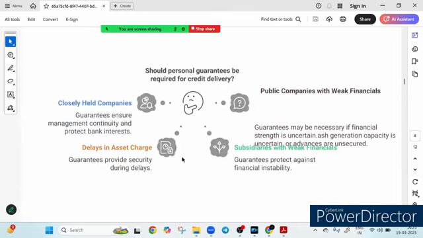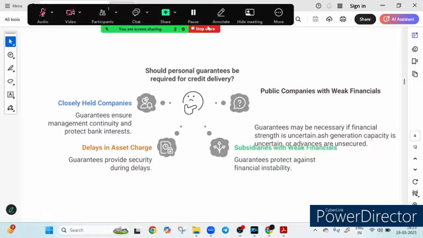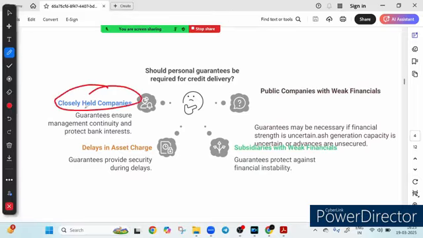Should a personal guarantee be required for credit delivery? Friends, see, there is something called closely held company. Try to understand. Closely held company: personal guarantee helps ensure continuity in management and acts like a cushion to protect the bank interest. So for closely held company, yes, personal guarantee is required. Then, for delays in asset charge. Sometimes asset charge may get delayed. Personal guarantee provides a temporary layer of security to the lender during this delay, because I told you that asset has to be registered, a charge has to be created over the asset, and to whom the charge is to be created, I just told you.